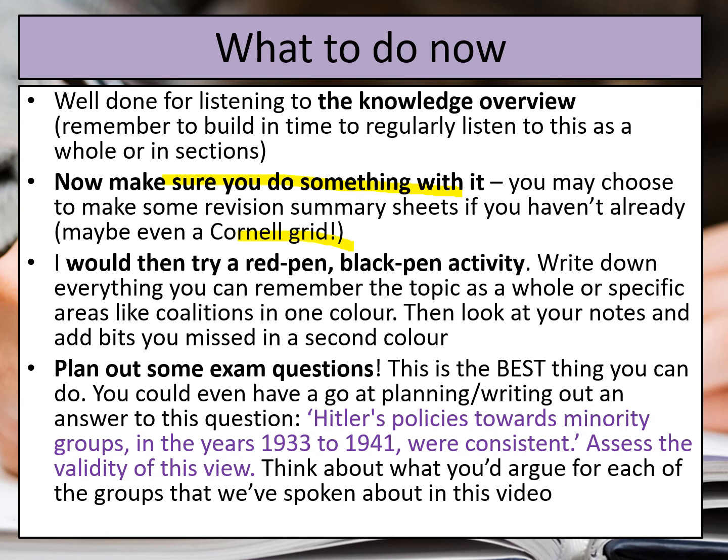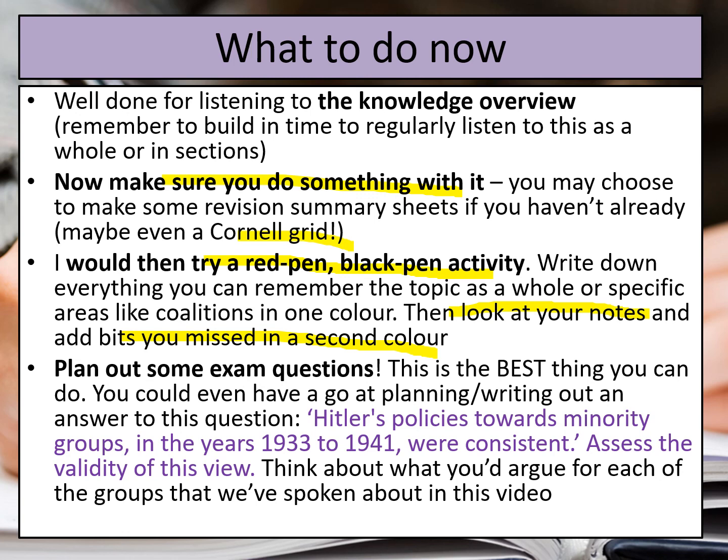Once you've done some revision on this topic, I would then try out a red pen, black pen activity. Again, just like you did at the beginning, start fresh and write down everything you can remember on the topic as a whole, or specific areas like, for instance, policies towards the Roma and Sinti. Then you need to look back at your notes and add the bits you missed in a second colour. This is really useful as it shows you what you actually remember.